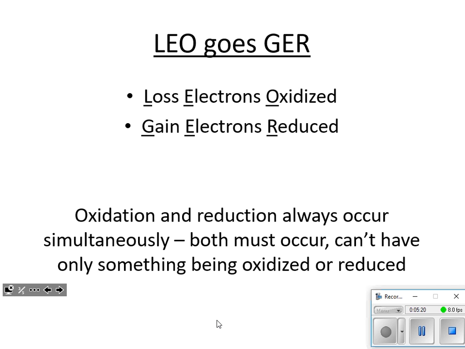So our goal in these next 2 days is to write chemical reactions just like we've been doing for the past month. Assign oxidation numbers just like you did in the past 15 minutes. And then use Leo goes ger to determine, hey, that thing was oxidized, that thing was reduced.